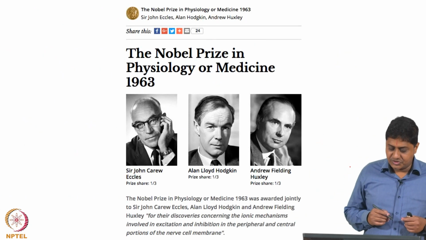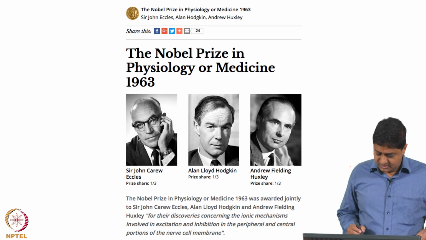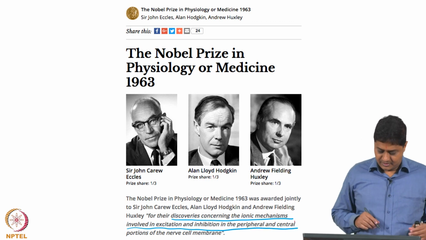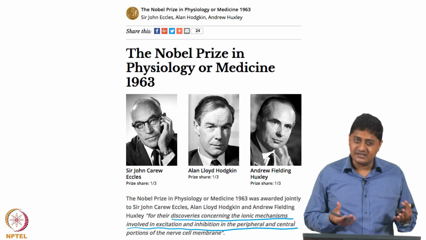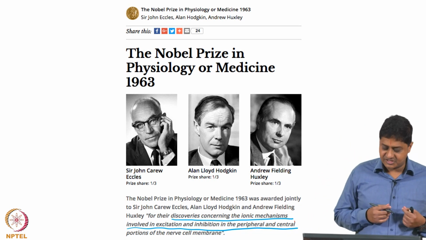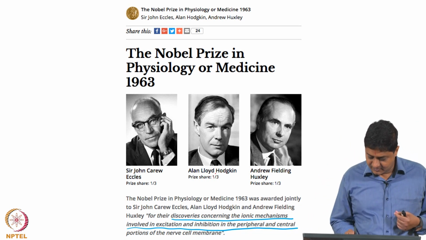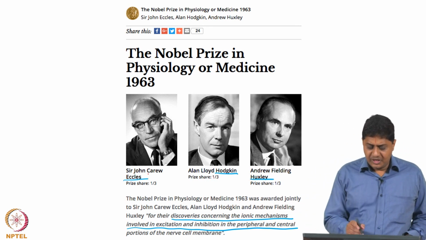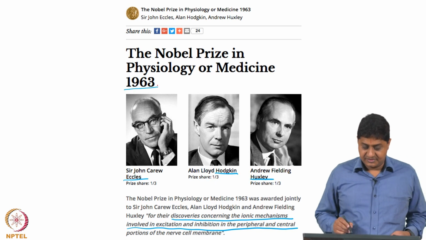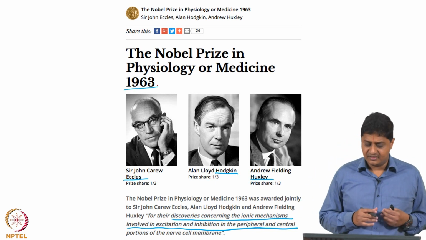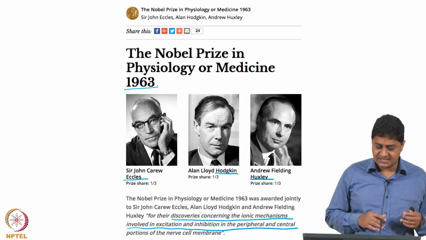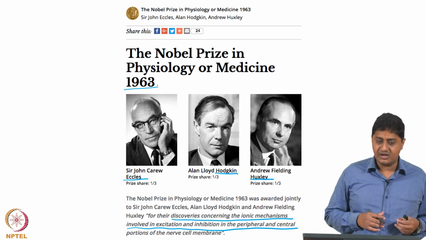So, for their discovery concerning the ionic mechanisms involved in excitation and inhibition in the peripheral and central portions of the nerve cell membrane, basically describing action potentials and the ionic basis of action potential, Hodgkin and Huxley and Eccles received the Nobel Prize in Physiology and Medicine in 1963, right. So, this has come to be known famously as the Hodgkin-Huxley model. Much of what was discussed in today's class was from the original Hodgkin-Huxley model, except that it is a very simplified version.